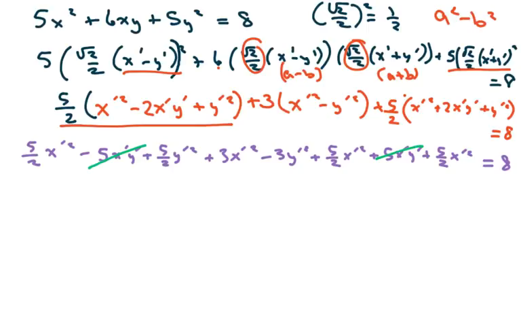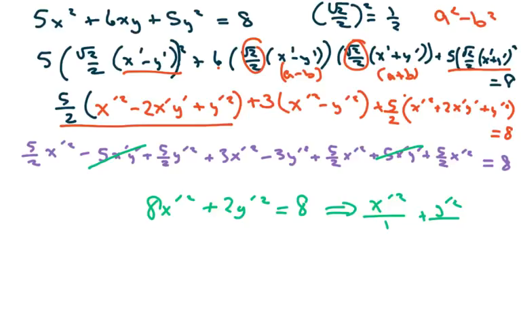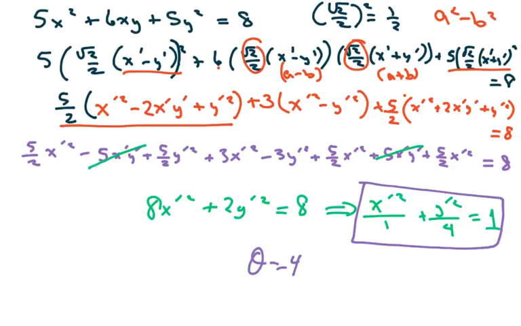So what I get is 8x prime squared plus 2 y prime squared equals 8. Alright, and you can check it out and make sure. And then I'm going to divide everything by 8, and that's going to give me x prime squared over 1 plus y prime squared over 4 equals 1. So this is an ellipse, and remember our angle was 45 degrees.